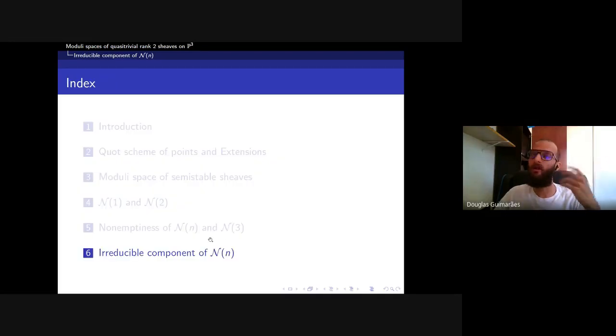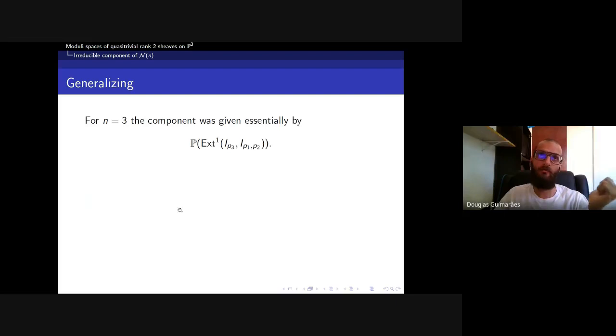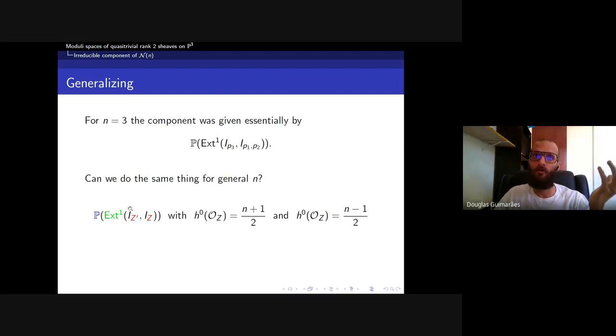So we can ask now, can we generalize this idea to general n to obtain an irreducible component for N_n? And we can try it. For the N3 case, what we did essentially was take this Ext^1 and take the projectivization, taking the only non-trivial extension of this guy. And so can we do this for general n? If you try to do this, remember, we need stability, so we should try to use our lemma and pick the most balanced case here, because we know that every extension in this case is stable.